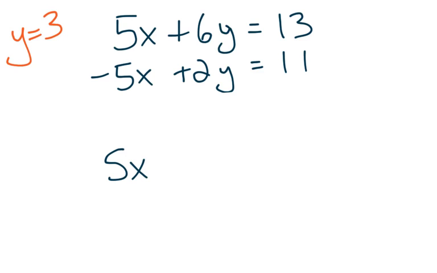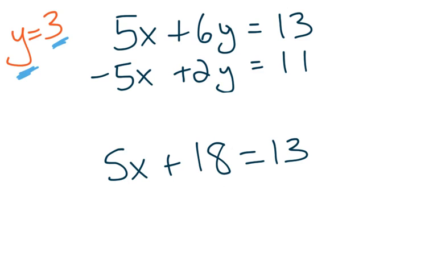So 5x plus 6y equals 13. But instead of writing a y, I'm going to write a 3. So I'm going to take out the y, and I'm going to put a 3 in there. And don't forget 6y means 6 times y, so 6 times 3 is 18. I'm sorry, I think I said 13.